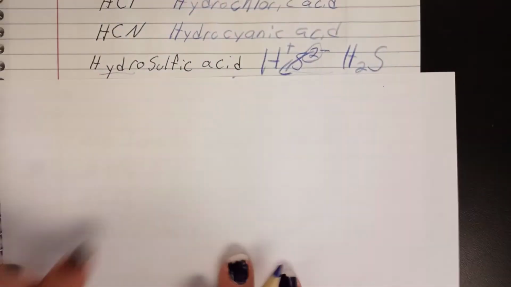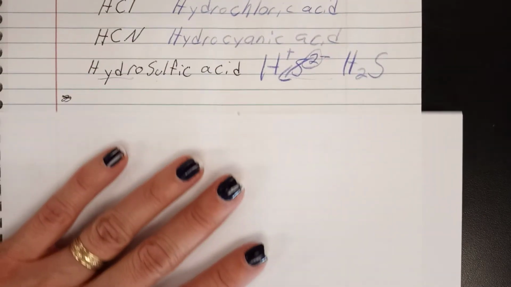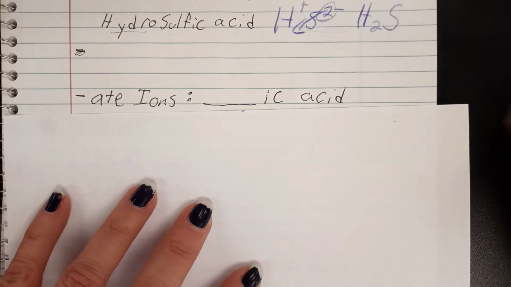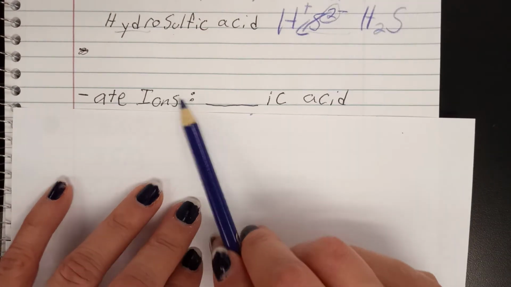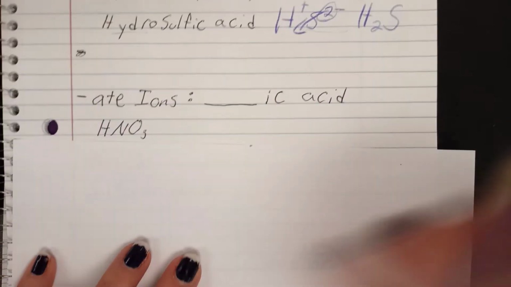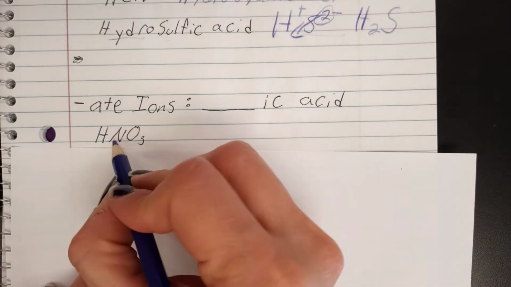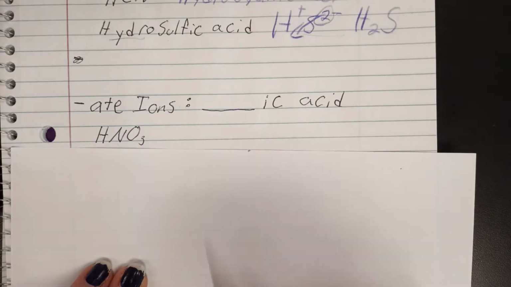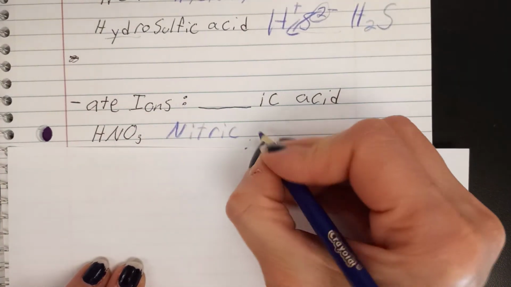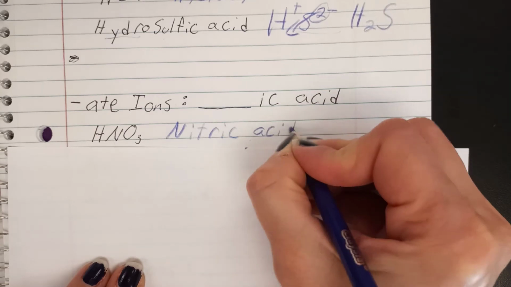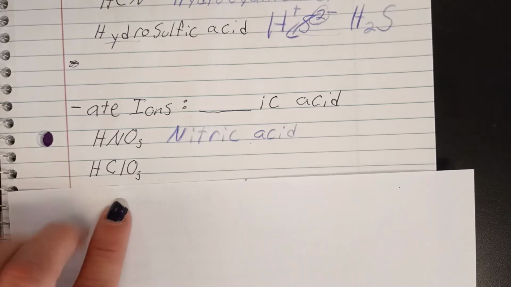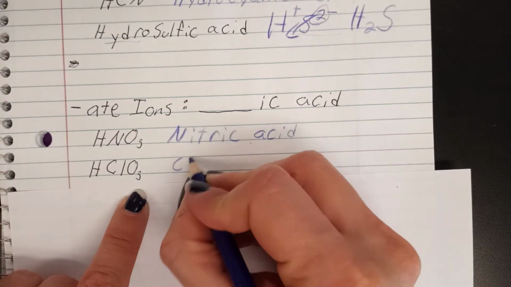On the other hand, if you have an ATE ion, like a nitrate or a sulfate or a chlorate or a carbonate, we're going to drop the hydro and just call it blank-ic acid. So if I have HNO3, this NO3 is a nitrate, so I would call it nitric acid. Don't lose the acid part. It's easy to do. And if I had HClO3, I would call it chloric.